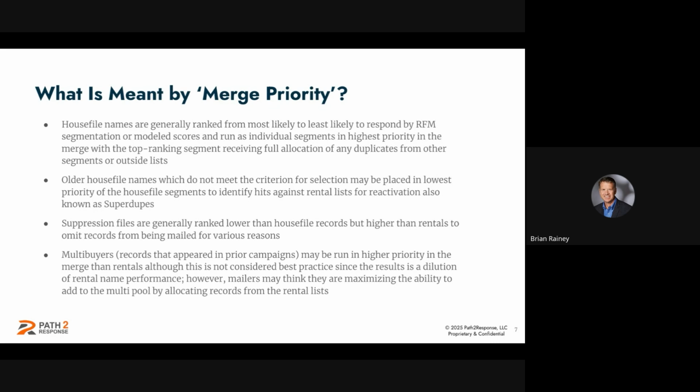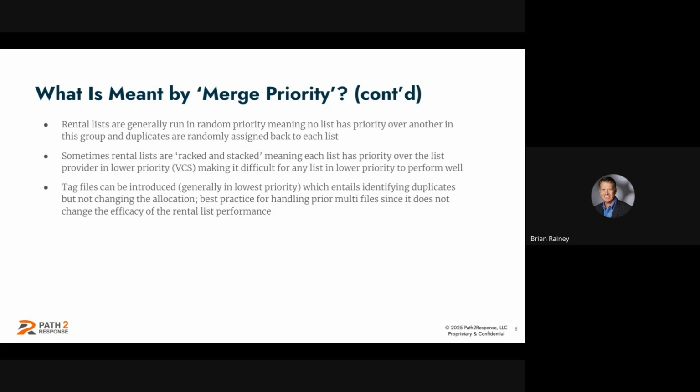So this is probably the biggest question that I ask the account managers to follow up on: to find out if they're putting multi-buyers in priority, or some other file like a suppression file, over the rental list, because you can usually see that in the nets, in terms of how many names we sent versus how many names actually got mailed. But you'll definitely see a degradation of performance as that multi-pool increases over time, if it's in priority in the merge.